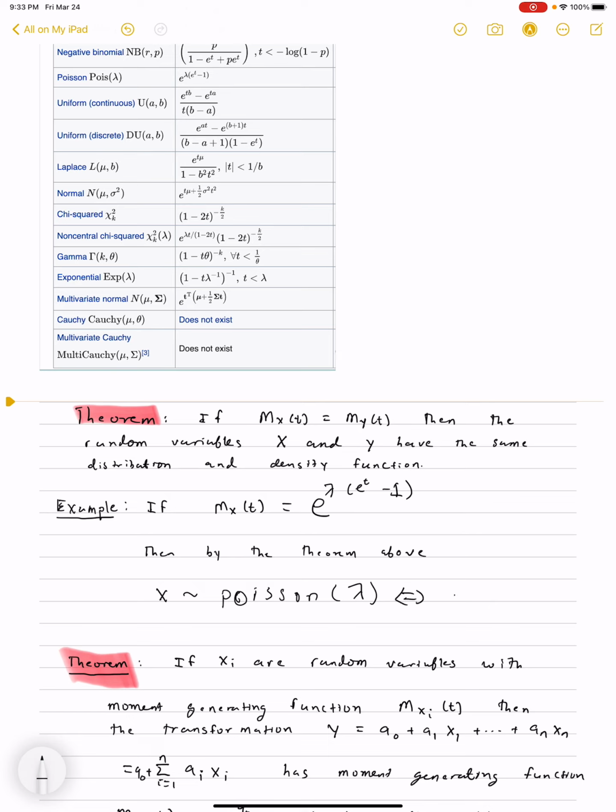If we were asked to write down the density for a Poisson, we could look it up and see that it's e to the minus lambda times lambda to the x divided by x factorial. That's not listed there, just know the Poisson density function. So that is an example of the uniqueness theorem, that very first theorem.